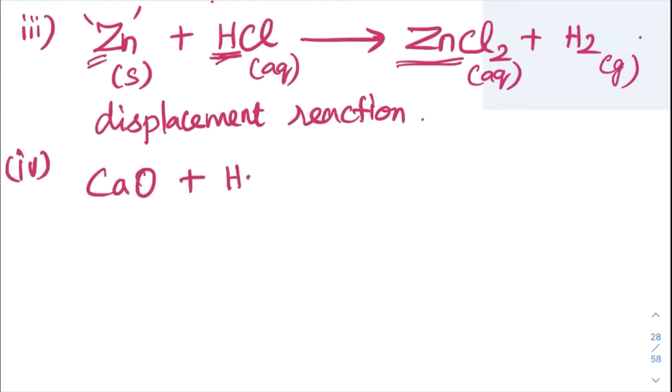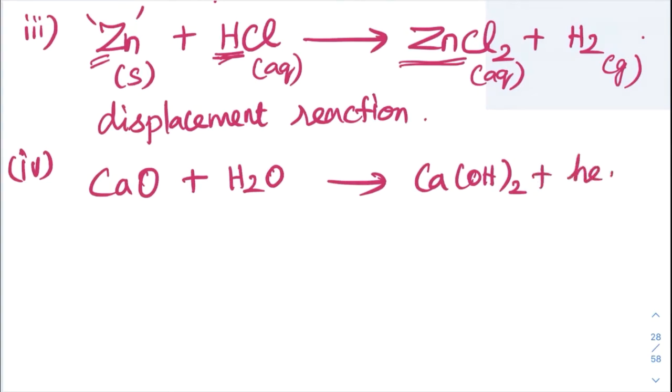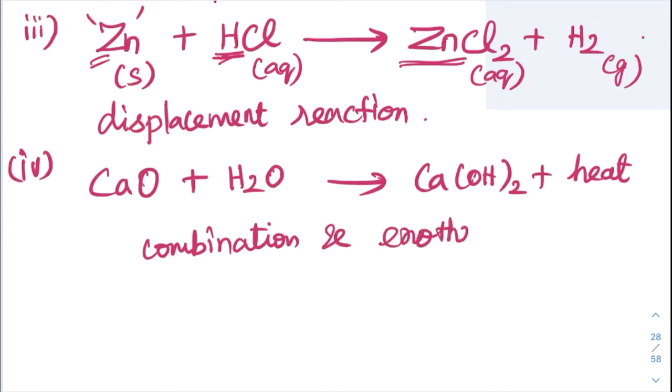Right. Next example. What we have seen? The dissolution of calcium oxide in water to form calcium hydroxide. And of course, this is also an exothermic reaction. So we could say this is an example for combination as well as exothermic reaction.